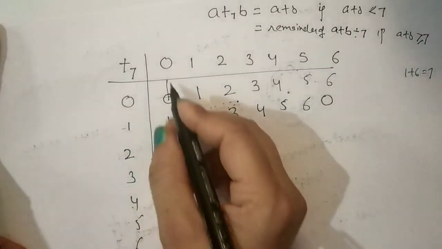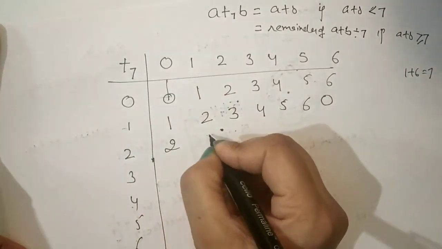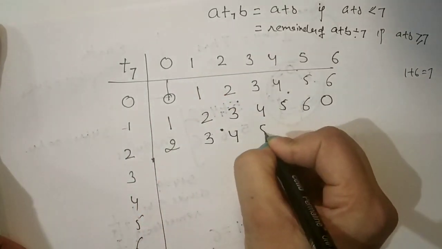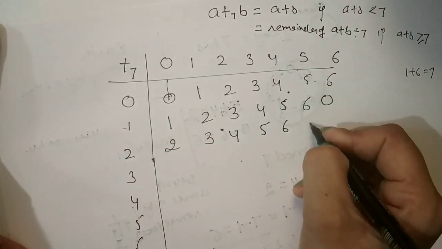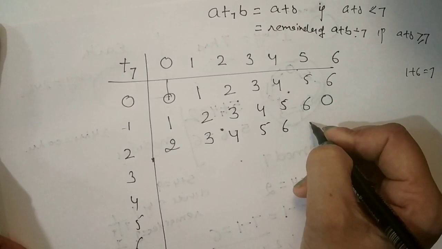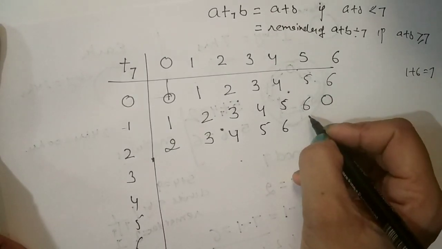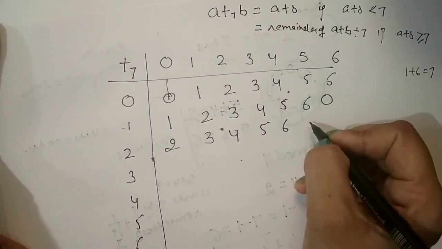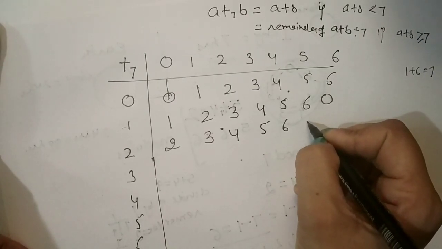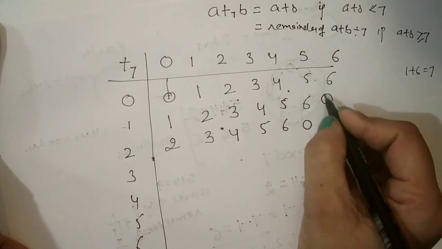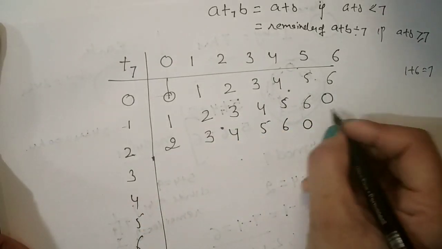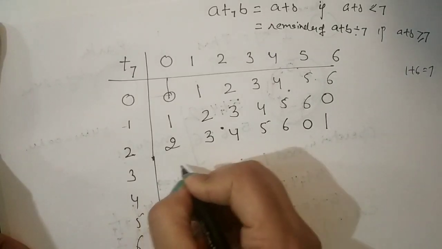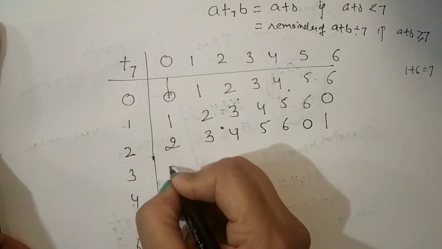Now for the next element, 2 plus 0 is 2, 2 plus 1 is 3, 4, 5, 6. Again you get 7 here because 2 plus 5 is 7, but you don't have to write a number more than 6. If it is 7 or more than 7, you have to write the remainder by dividing it by 7. So 7 divided by 7, remainder is 0, not the quotient. You have to write the remainder. 2 plus 6 is 8. 8 divided by 7, the remainder is 1. Similarly, you complete this table in this way.